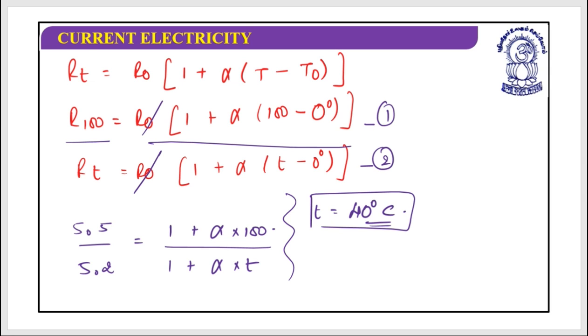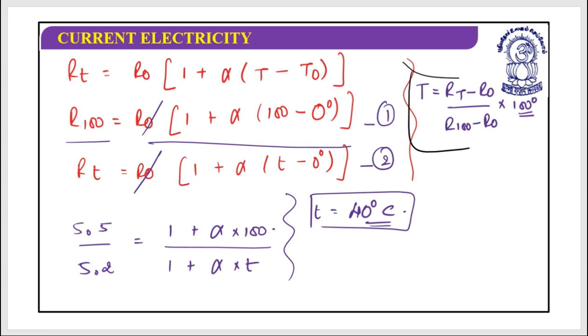Is it clear? Even you can use one of the shortest formulas for this. So let's just write it down, and if you wish you can remember this, that the temperature T would be R_T minus R naught divided by R of 100 minus R naught, multiplied by 100 degrees Celsius. You might have used this relation while you were studying the thermal properties of matter. Even you can go with this. There is no problem in this.